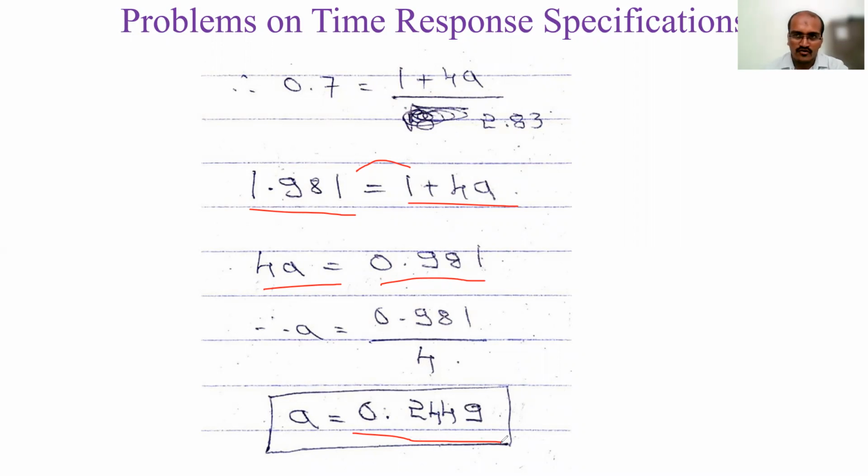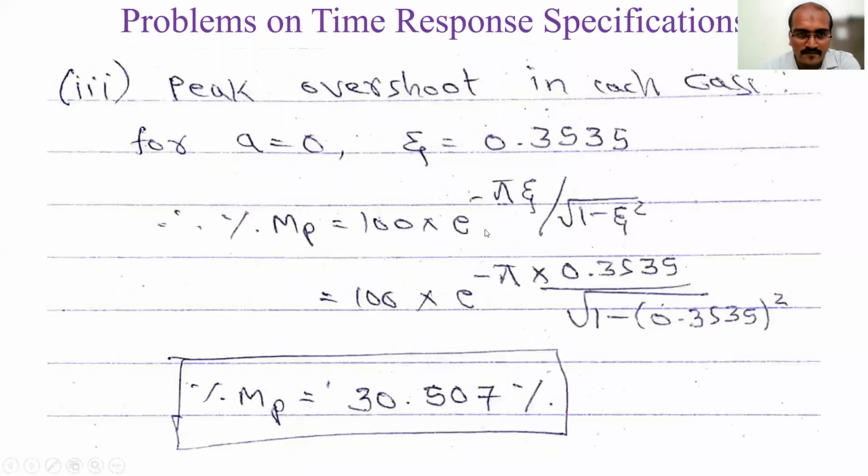So two sets are over. In the first set, a is 0, and we have calculated the zeta value, which is 0.3535. In the second case, the a value we have determined, and the zeta value is 0.7. Now the third part of the sub question is we have to find out the peak overshoot in both cases. So what is the formula for peak overshoot that we use for both the values? And we'll see the difference between the peak overshoot, how much it will increase or decrease.